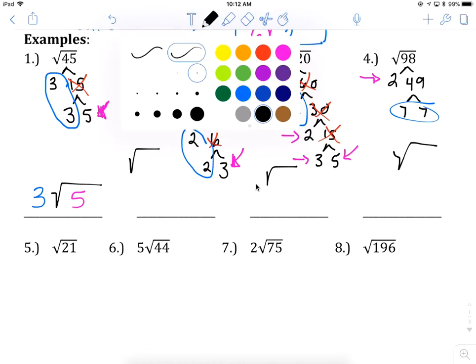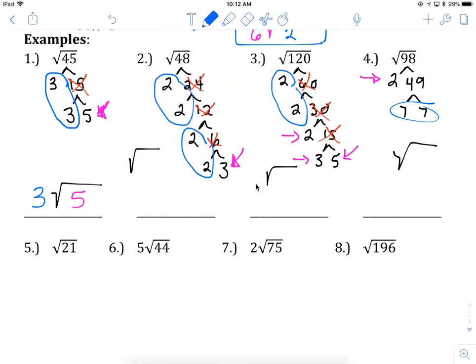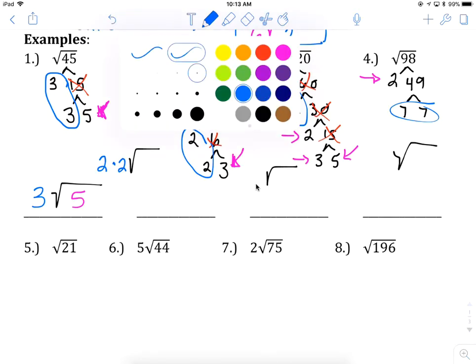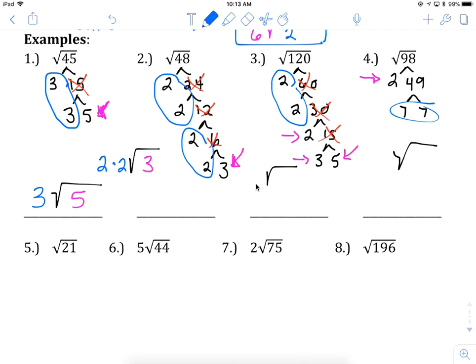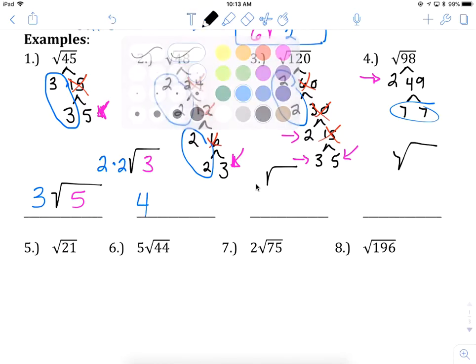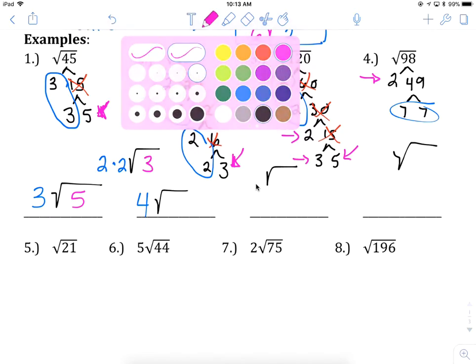All right, so my dates on number 2 is I have a date of 2s and another date of 2s. I have one single 3 right here, which means that my final answer, when I multiply, 2 times 2 makes 4. So 4 square root of 3.